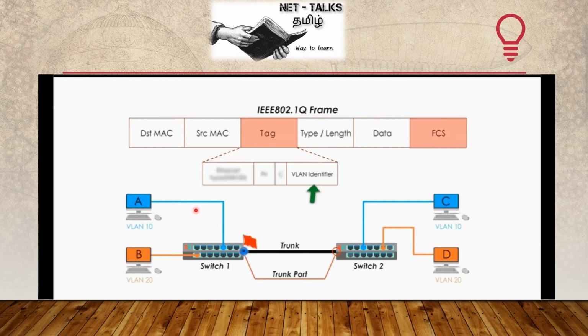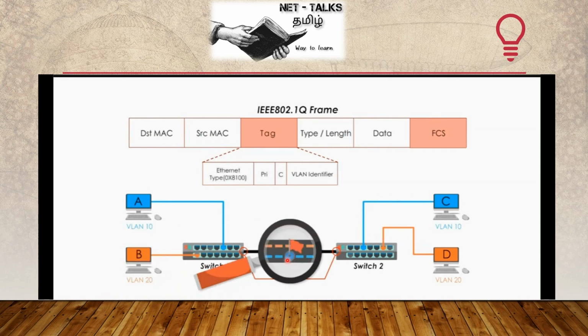Which VLAN this traffic should be sent to, that information will be contained in this particular Ethernet frame header. In the frame header, the switch can see which VLAN the traffic needs to be sent to. Here I have a flag for VLAN 10. Then this traffic will move here, and again it will get untagged and be sent to PC C.